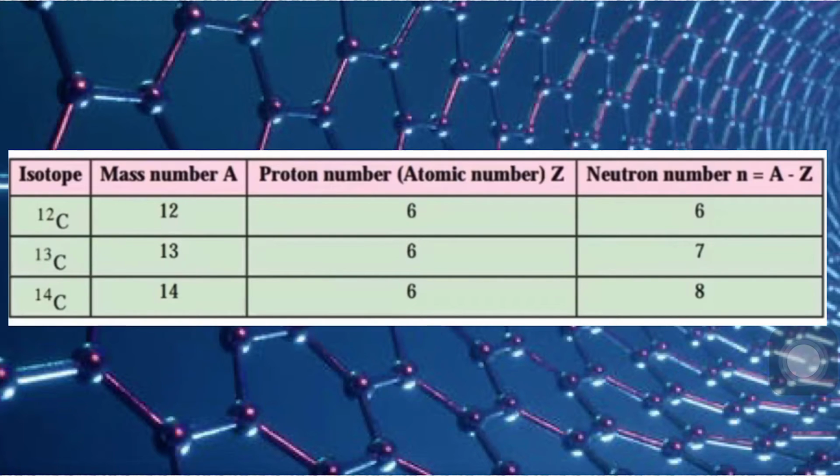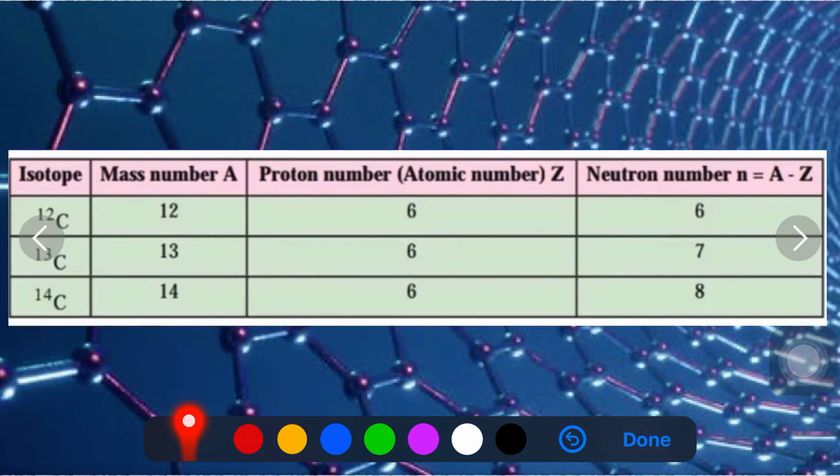Students, one table is given in your textbook on page number 36. As you can see, the table consists of isotope, mass number, that is capital A, proton number, that is atomic number, capital Z, and neutron number, that is small n, equals A minus Z. In this table you can see 12C, that is the isotope, mass number is 12. Atomic number will be the same, 6. So we are going to find the neutron number: A minus Z, that is 12 minus 6, is 6.